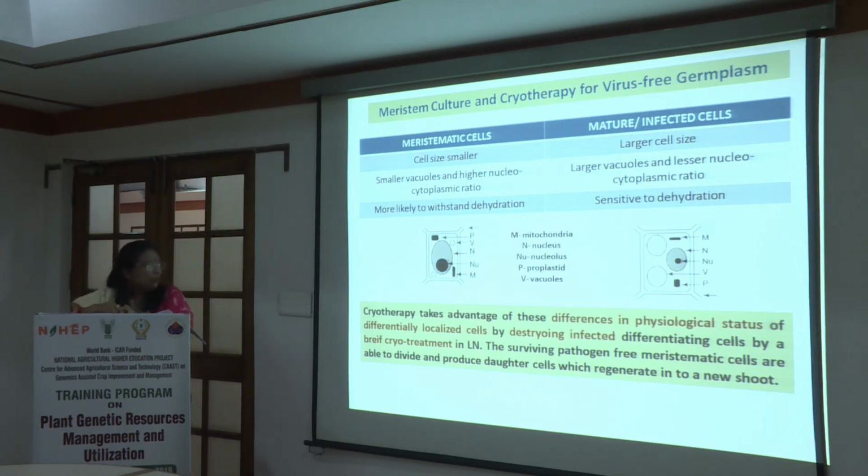Now how it works is this: since there are differences in the physiological status of the differently located cells, only the meristematic cells which are small survive cryopreservation because they have less water because of the smaller vacuole content. The rest of the surrounding cells, subtending cells, tend to die, and it's only the very core meristematic cells which survive and regrow. So that is taken as a microsurgery of the plant for getting whole plants.